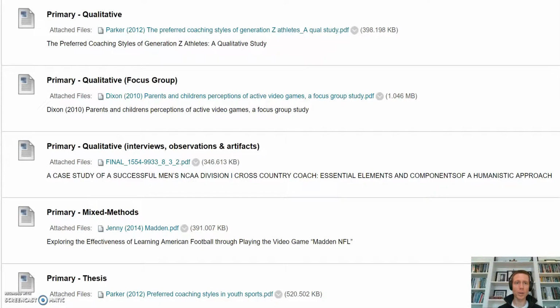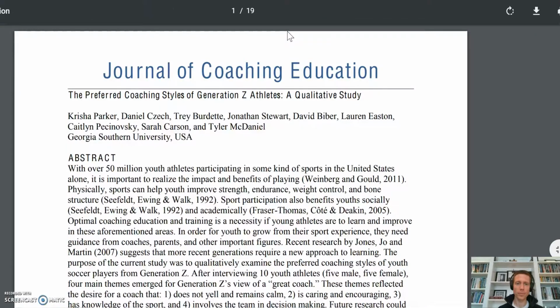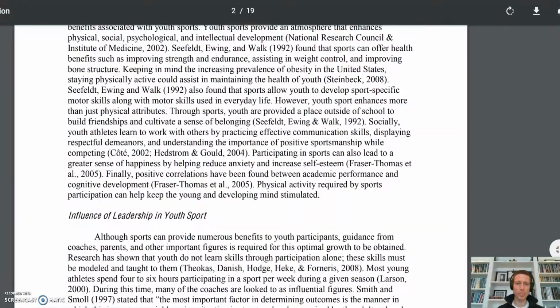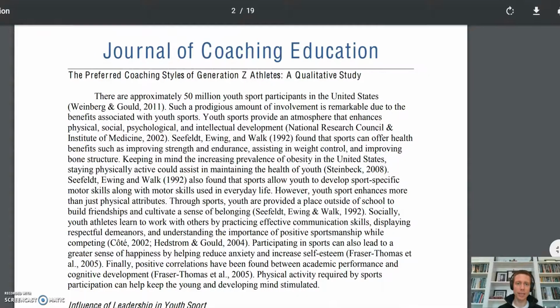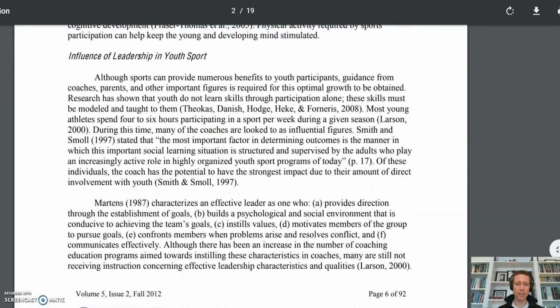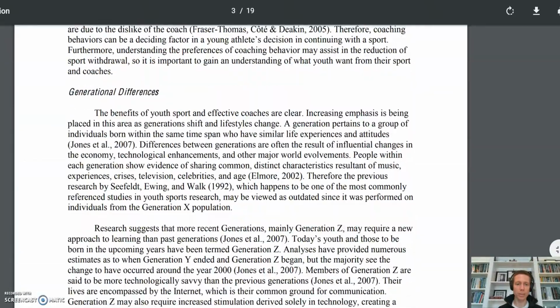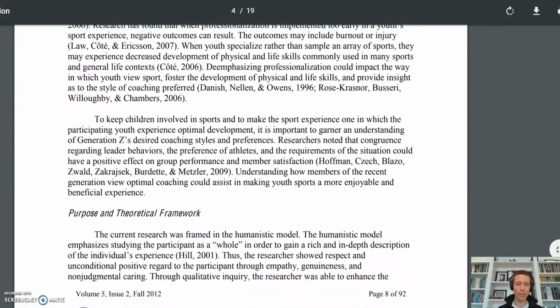So we've talked about quantitative studies. Let's take a look at a few qualitative studies. Here's a study which looks at the preferred coaching style of Generation Z athletes, a qualitative study. And let's just take a look to see how they collected their data to determine whether it is quantitative or qualitative, other than looking at the title there.